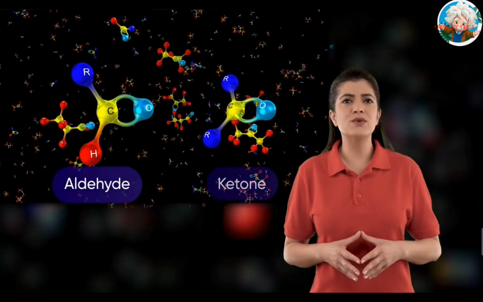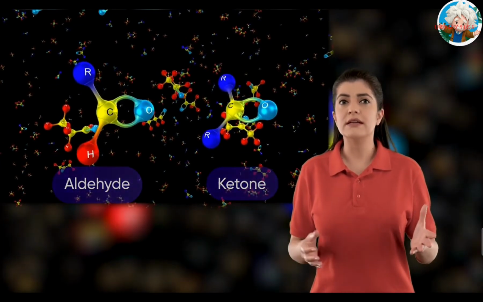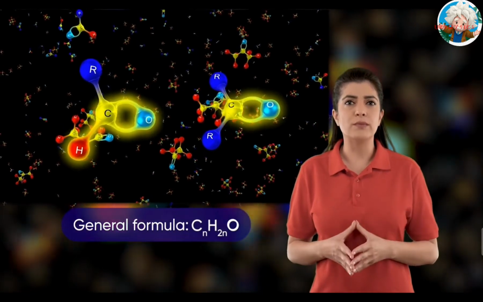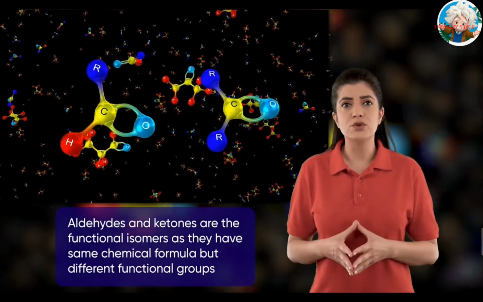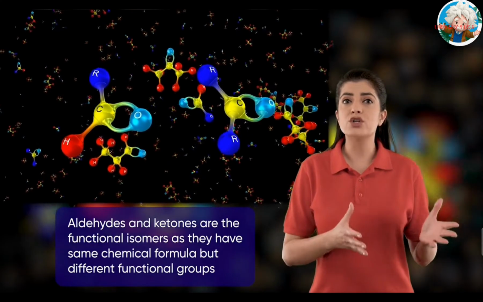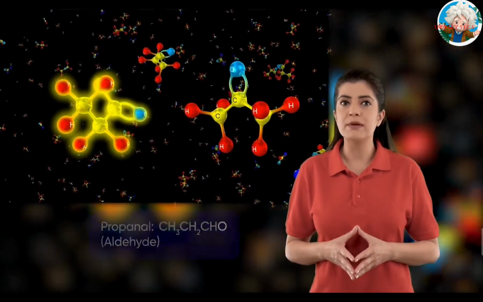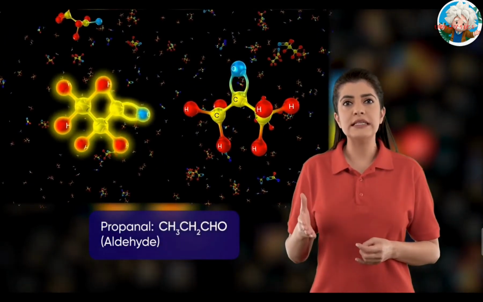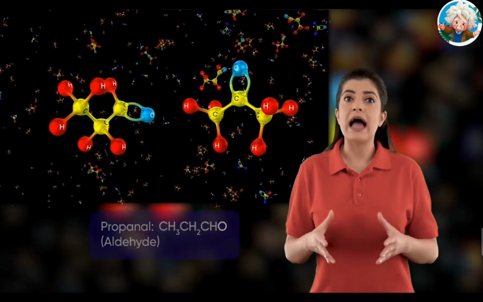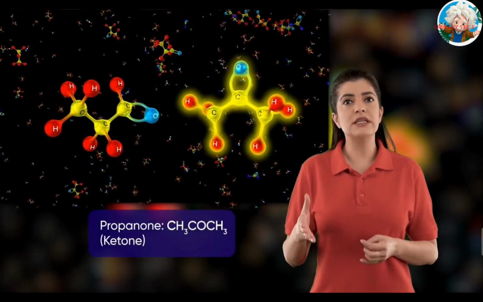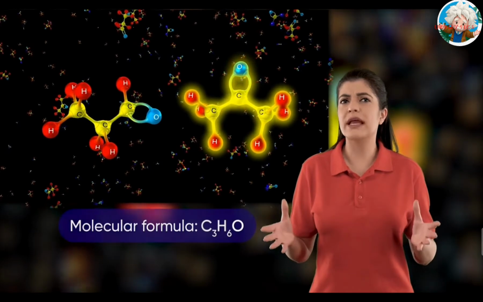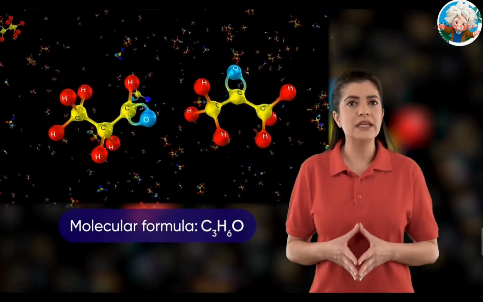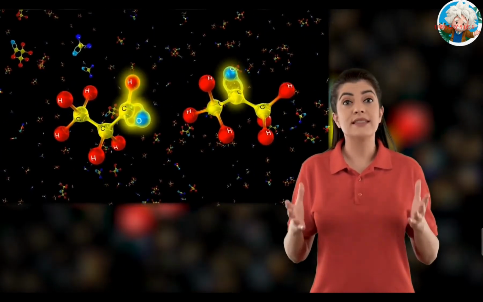Aldehydes and ketones have the same general formula, CnH2nO, but different functional groups, therefore they are called functional group isomers. For example, propanal, CH3CH2CHO, and propanone, CH3COCH3, have the same molecular formula, that is C3H6O. But their functional groups are different.